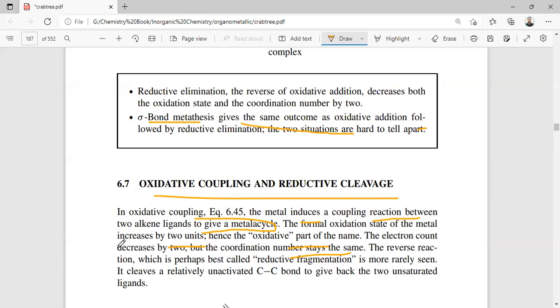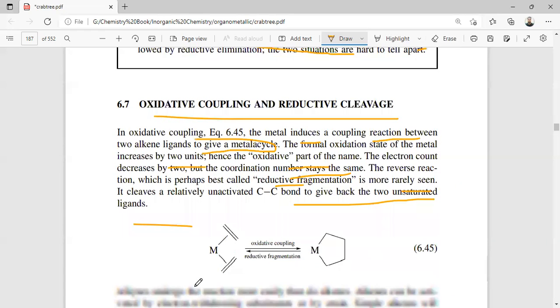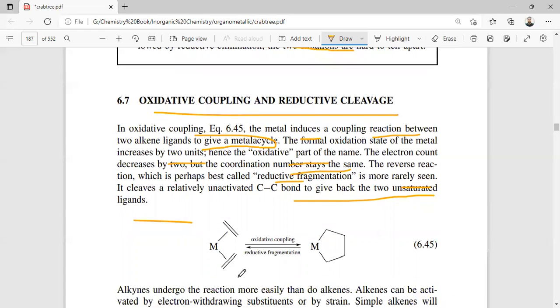The reverse reaction, which is called reductive fragmentation, is more rarely seen. It cleaves a relatively unreactive M-C bond to give back the unsaturated ligand. So here, in the oxidative coupling reaction, these two alkene moieties are added to form this metallacycle. So here the oxidation state of the metal increased by +2 units, but the coordination number of the metal does not increase, it is the same.